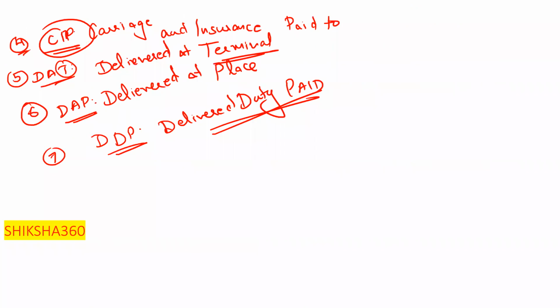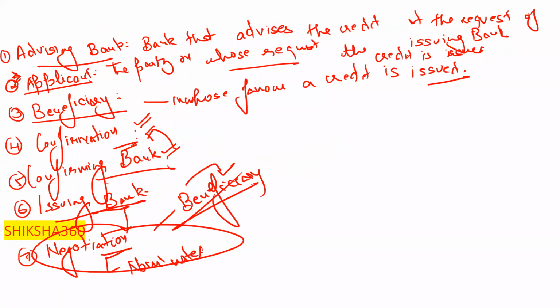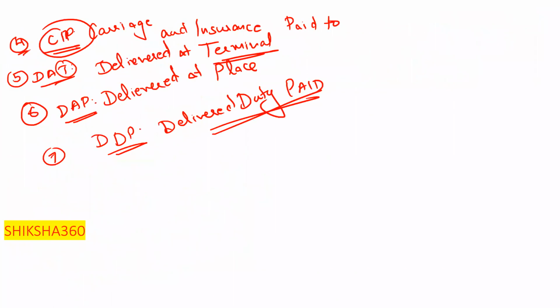Please remember the full forms also of the Incoterms, because sometimes they will directly ask the full form. Very rarely, but we can expect a question on that. And you will definitely get questions on these: advising bank, applicant, beneficiary, confirmation, exporters bank, issuing bank, negotiation, nominated bank.